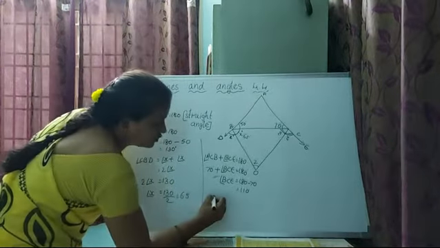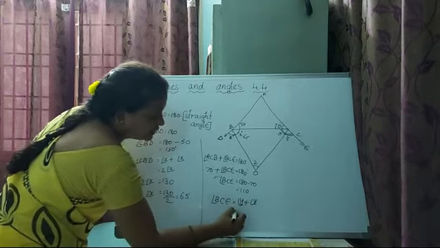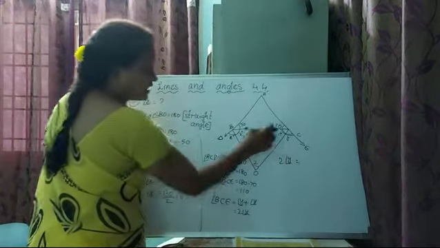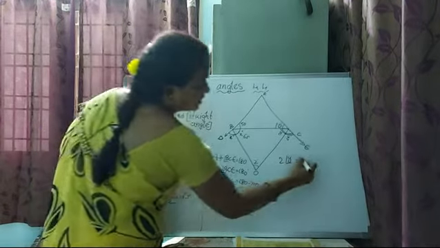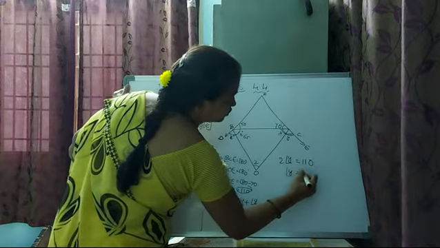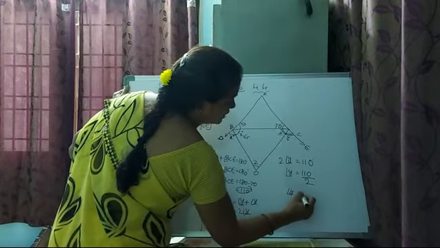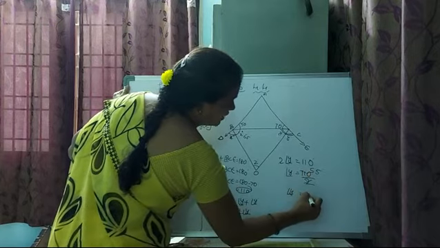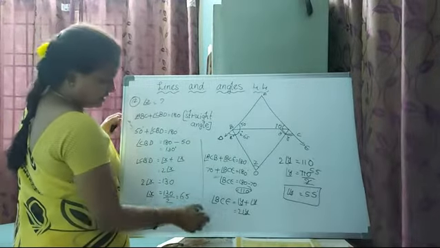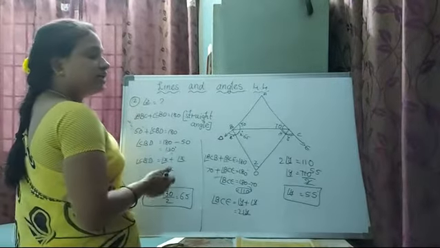Angle BCE is equal to angle Y plus angle Y, that is equal to 2 angle Y. So 2 angle Y is equal to, what is angle BCE actually? 110 degrees. So angle Y is equal to 110 by 2, here it is multiplying, if you transpose it divides, 55 degrees. Angle Y is 55 degrees. Angle X is 65 degrees.